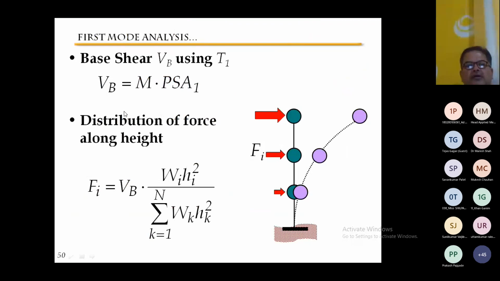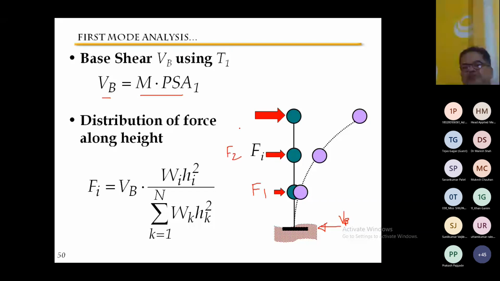So what we do, we calculate the base shear. The base shear is mass into acceleration, right? So we calculate the mass into acceleration, and this base shear is acting at the foundation level. It is at the base, right? And then this base shear is divided into the story forces or lateral forces at the story level. This is F1, this is F2, right?